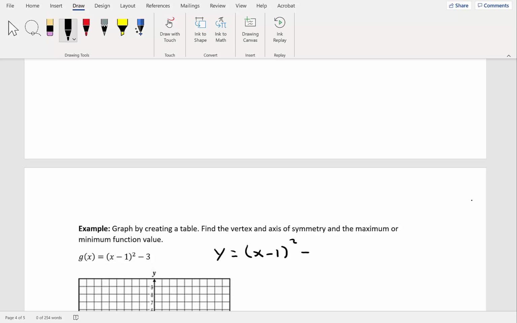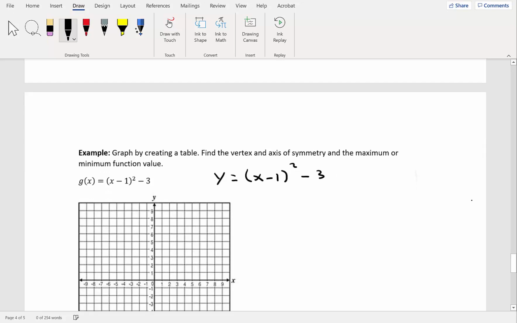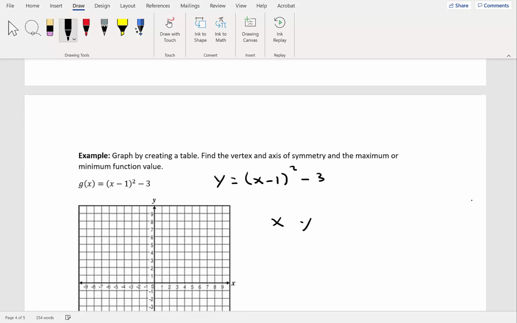Okay. So first, let's figure out what our vertex is. So let's create our table. We have an x and y. Now remember, to find your vertex, it's whatever's going to make this part 0. The part that is being squared, you want to make that 0. So you have to determine what can I plug in for my x in order for that to be 0.